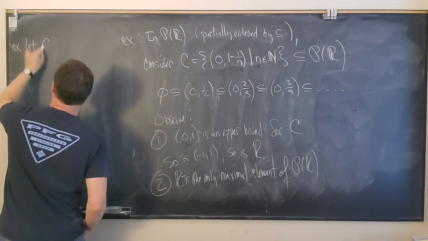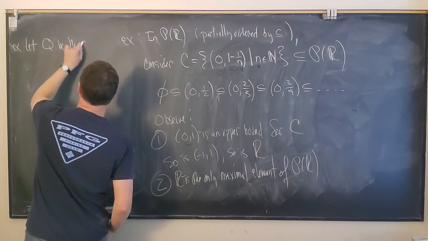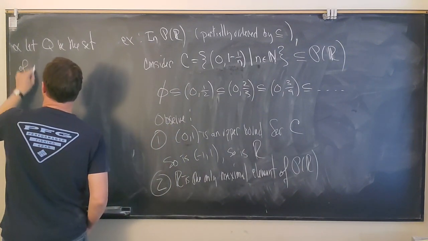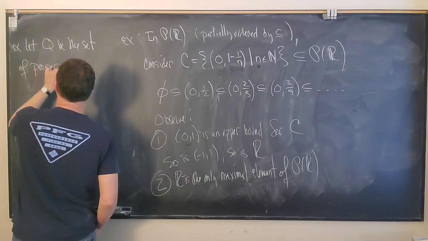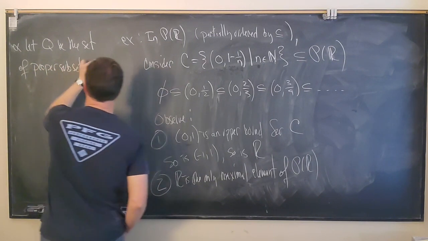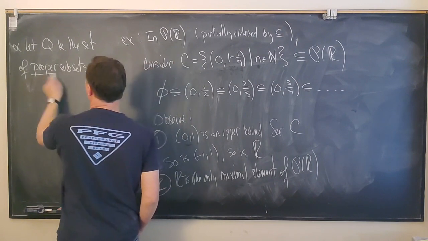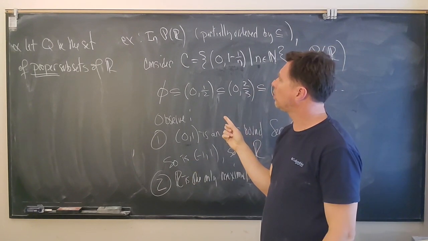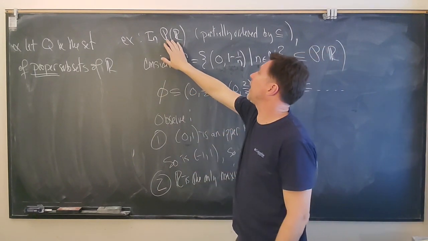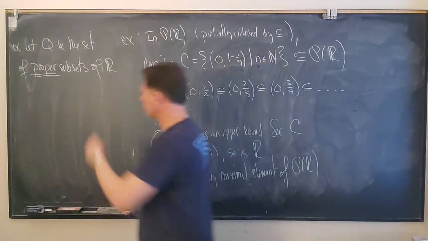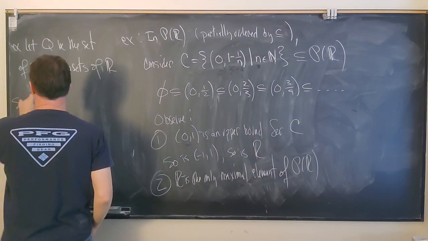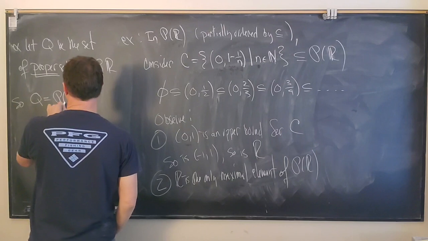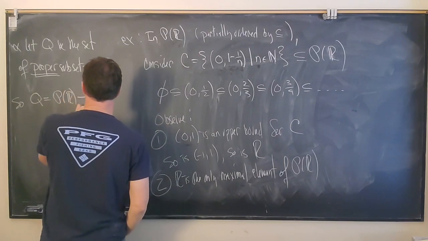So let's let Q be the set of proper subsets of R. So remember, the power set of R is the set of all subsets of R. So Q encompasses all the elements of the power set except for R itself. So we can say, Q is equal to the power set of R minus {R}.